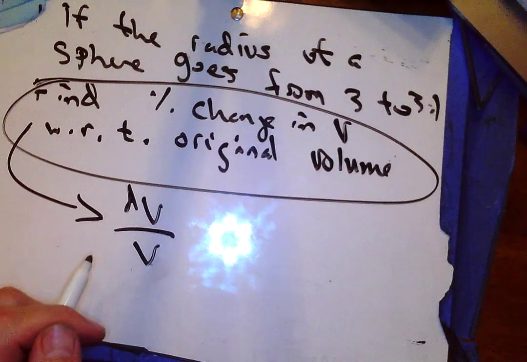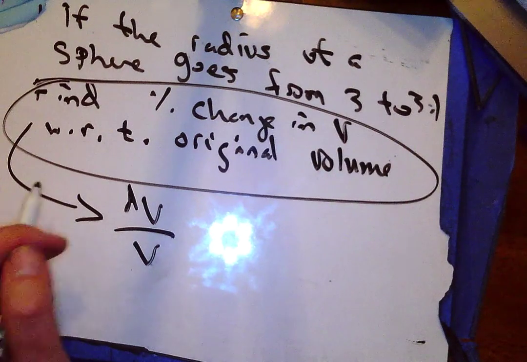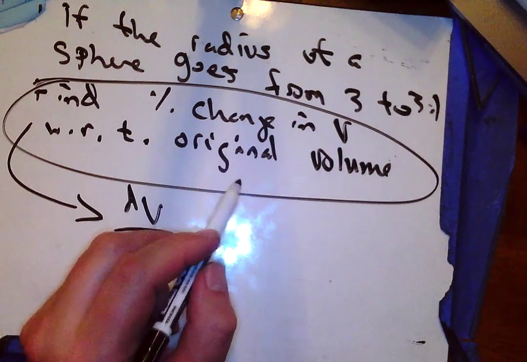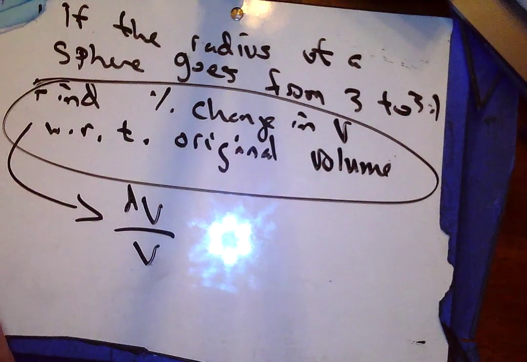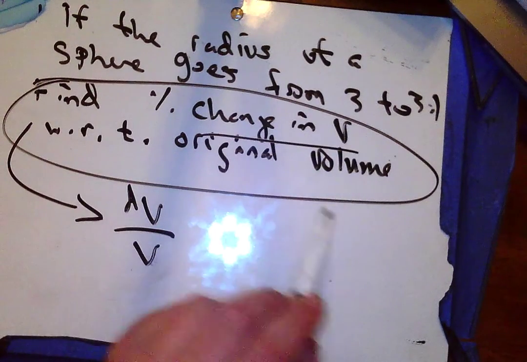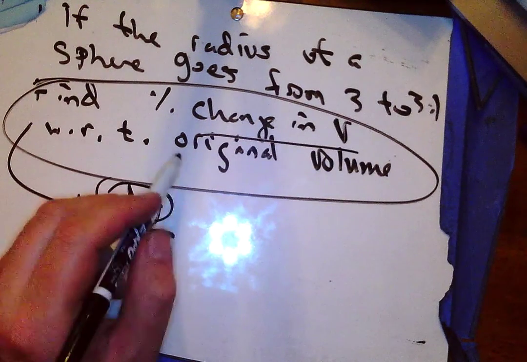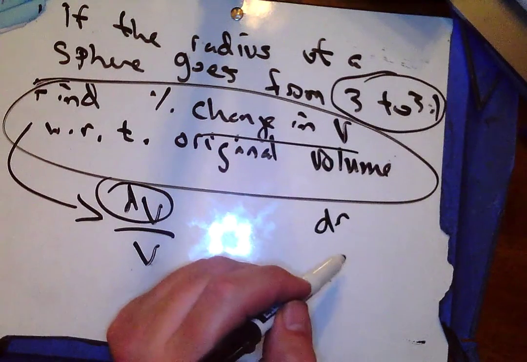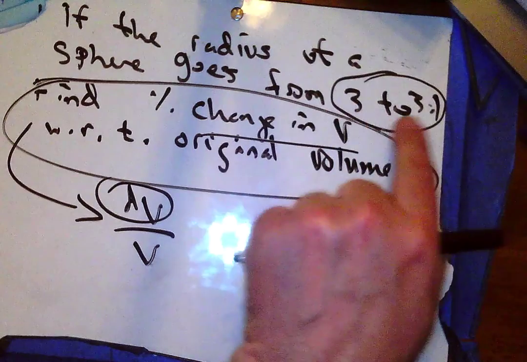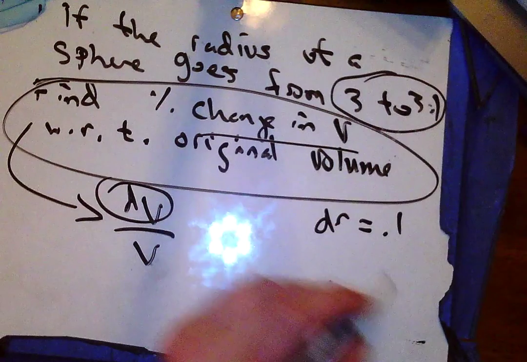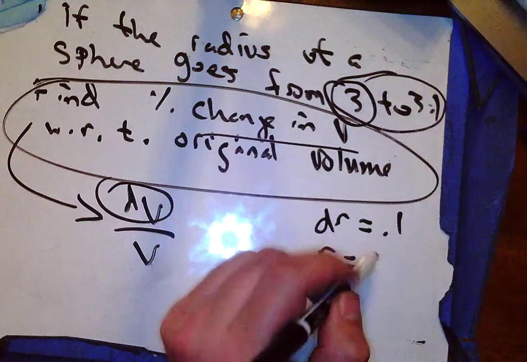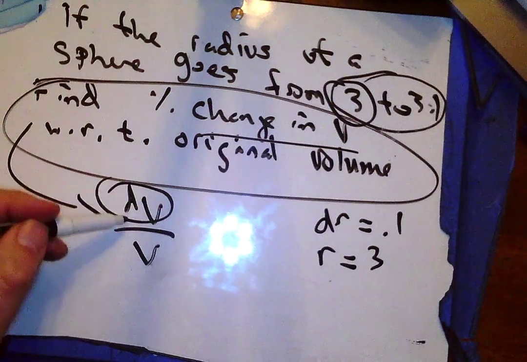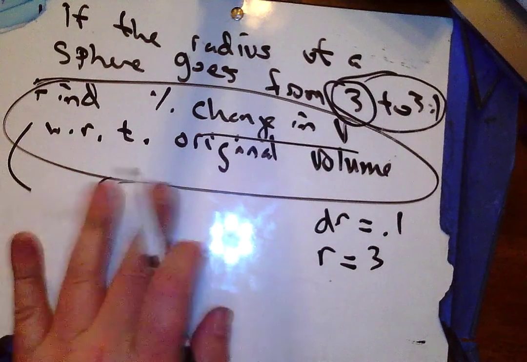Okay, so let's see what we've got. My sphere, radius, change in volume. Yeah, so we're looking for dV, and we know radius is changing. What can we say about dr? Radius changed from 3 to 3.1, so dr must be 0.1, and we're going with that starting convenient radius of 3. Okay, I just need to find dV now, so let's see about that.